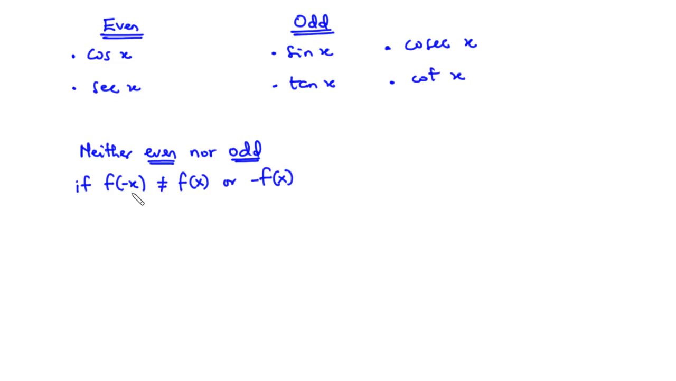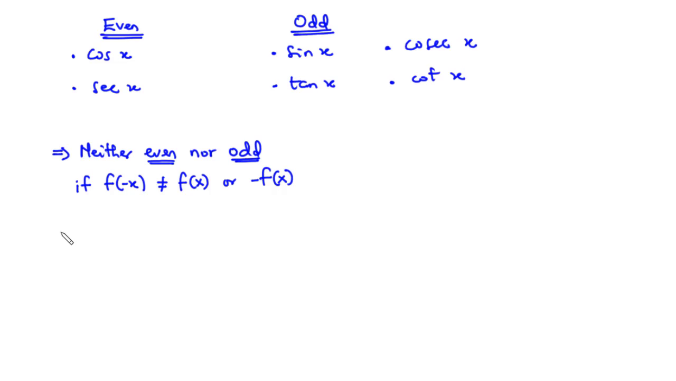Now if f of negative x is equal to f of x, that is an even function. If f of negative x is equal to negative f of x, that is an odd function. But if f of negative x is not equal to f of x, neither is it equal to negative f of x, then that function is neither even nor odd.